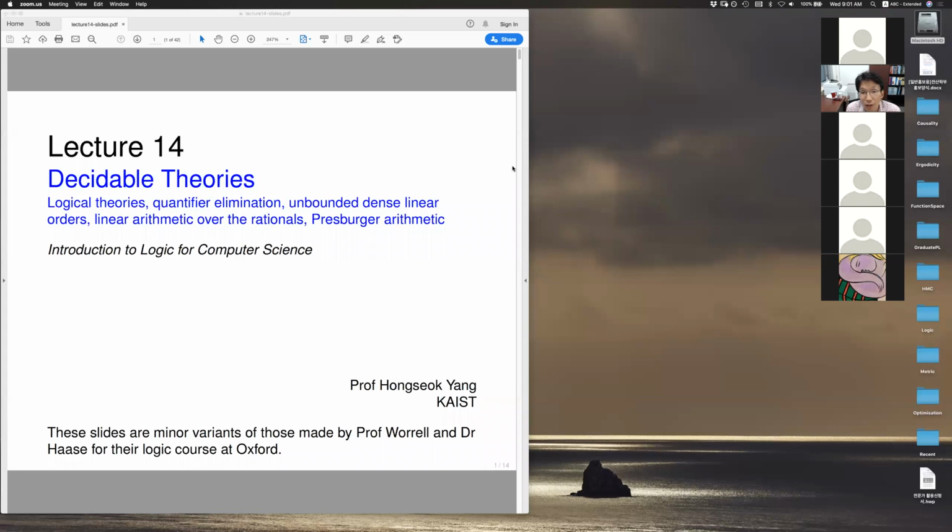So we will finish the last part of lecture 14, which is about Presburger arithmetic. This whole thing is about the more computational side of logic, which is decidability. In other words, whether there is an algorithm which, when a formula or sentence is given, has to decide whether the sentence follows from what we call a theory or not.